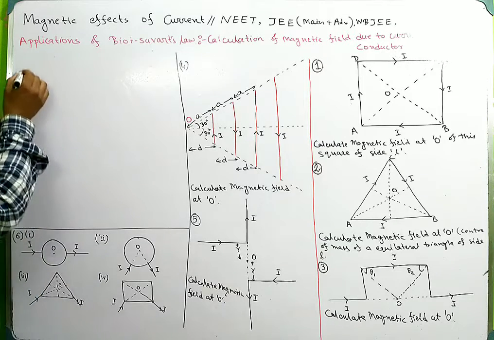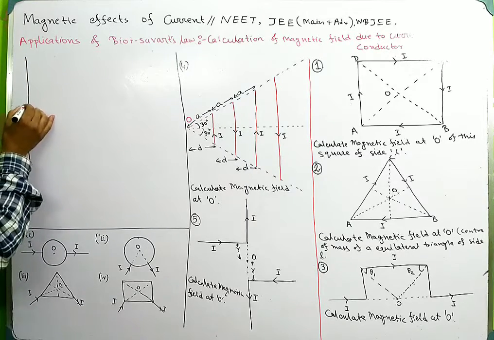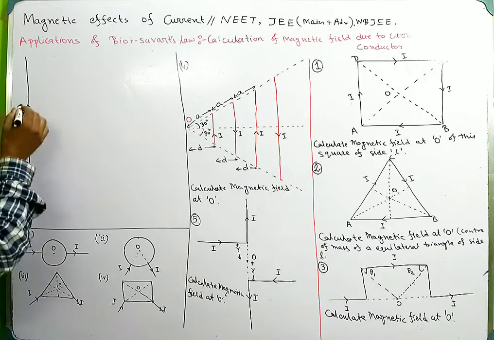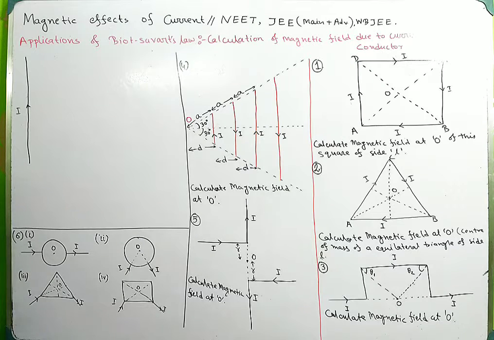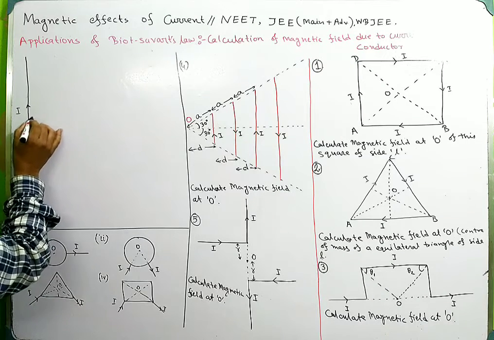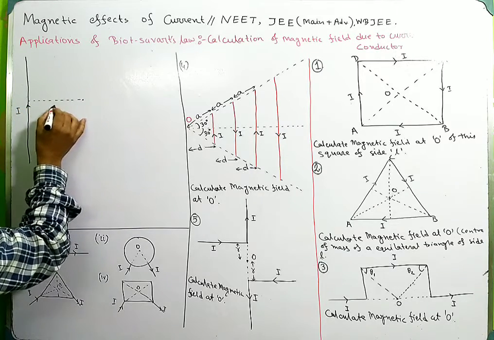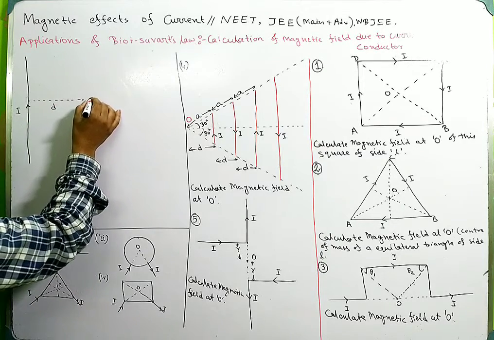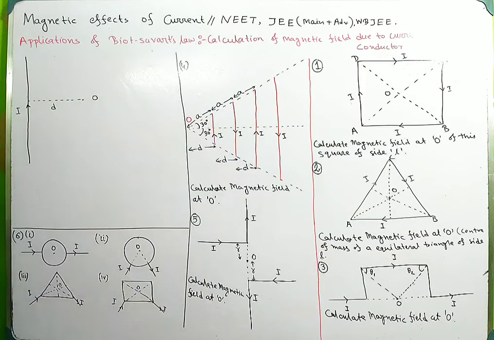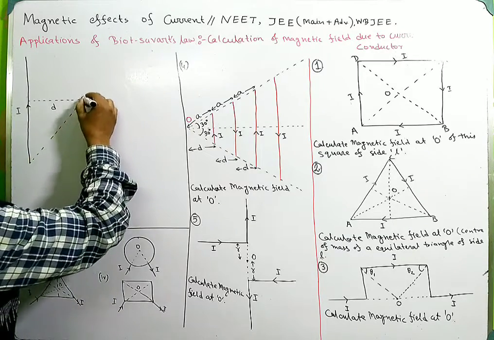All of you know that if you apply the Biot-Savart law for a current carrying conductor, suppose this is a current carrying conductor carrying a current I. Now you have to calculate the magnetic field at a distance d from the current carrying conductor. This point is O. So you have to calculate the magnetic field at point O.